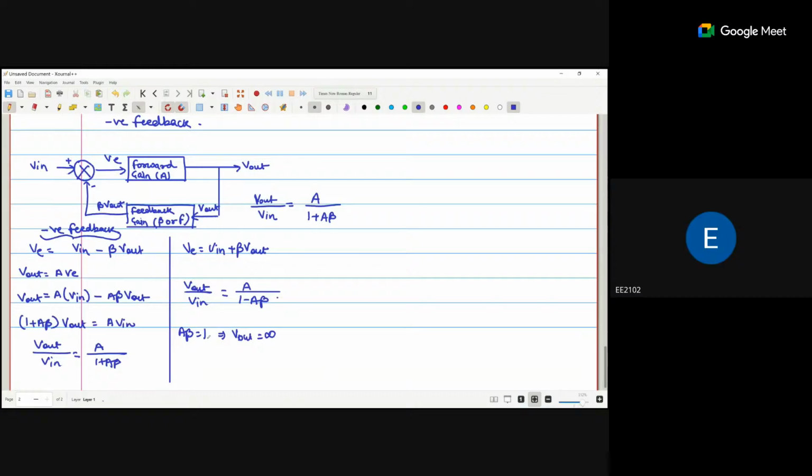That means without V in, you are getting V out equal to infinite, or with a minimum V in. Okay, without V in or with a minimum V in, you are getting the V out infinite. So basically, we use the positive feedback in the part of oscillators, but that is not covered in this lecture. If we design oscillators, we require positive feedback, otherwise we generally use the negative.